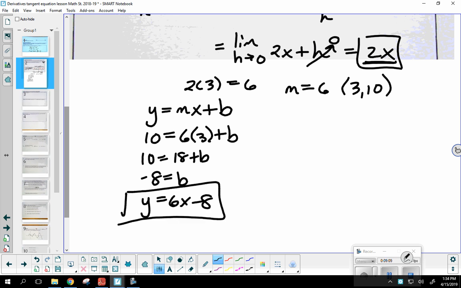There we go. Now if I were to go ahead and use point slope, what was that general form again? y minus y1?